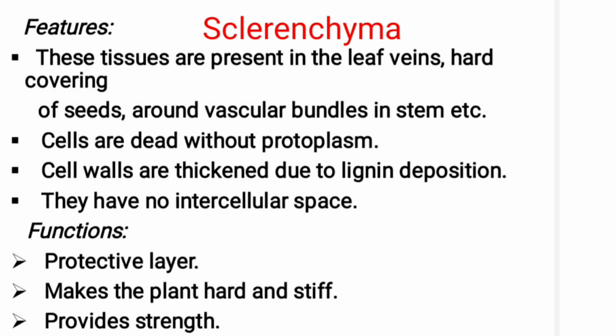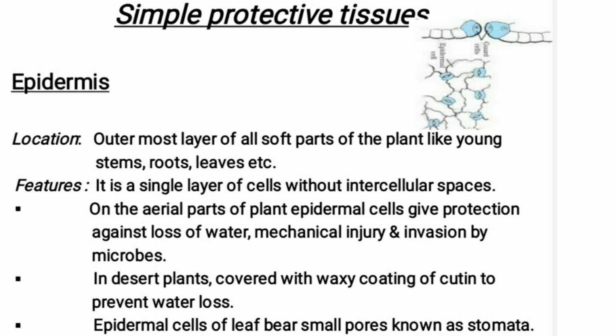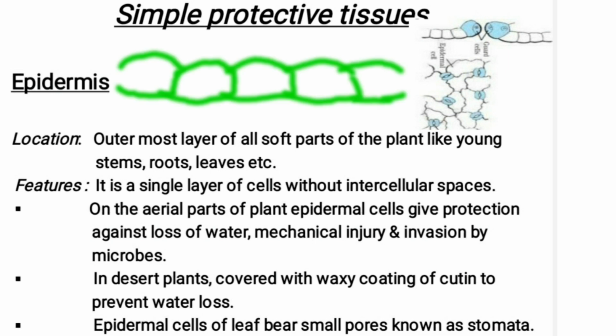Next, simple protective tissues. Protective tissues are epidermis and cork. The protective tissue is meant to provide protection to the plants from undue loss of water and thus retain adequate water in them.